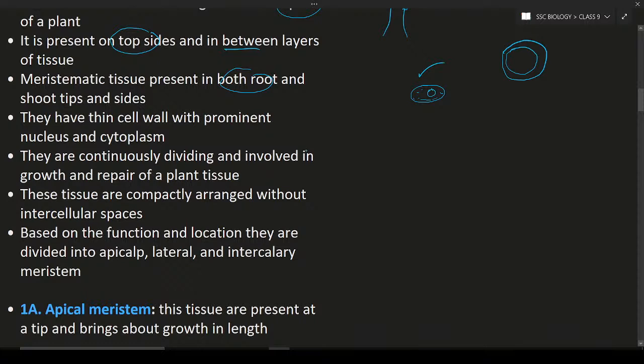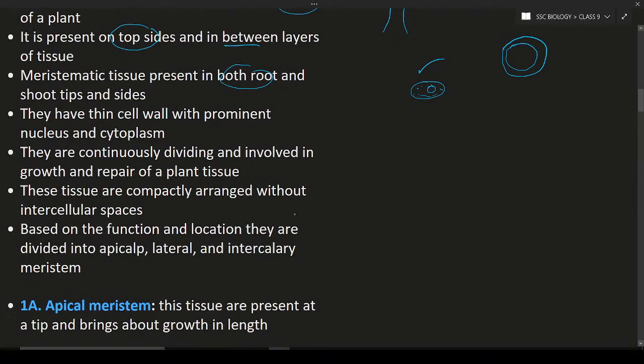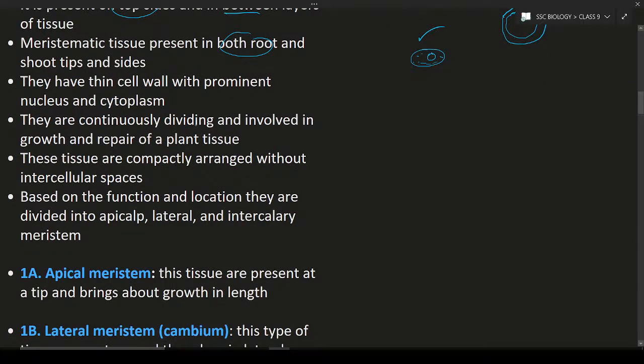So this is about the meristematic tissue, and here they are continuously dividing and involved in the growth and repair of the plant tissue. Next, the tissue cells are compactly arranged without intercellular spaces. What is meant by intercellular spaces?